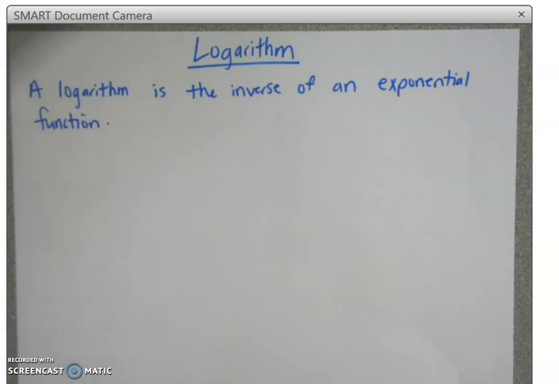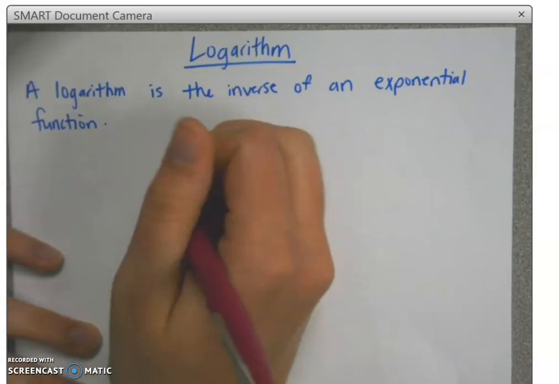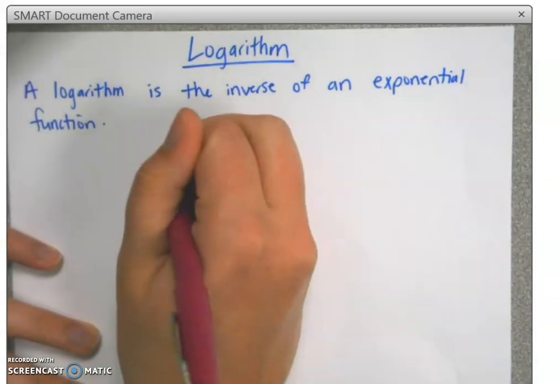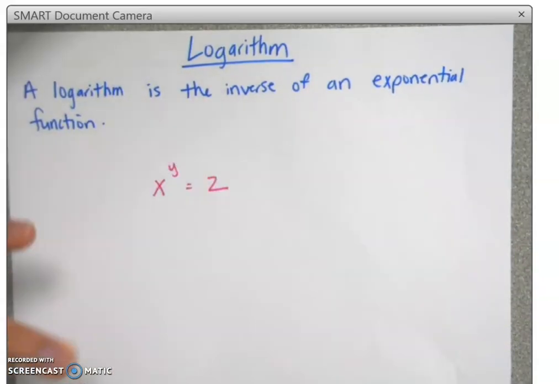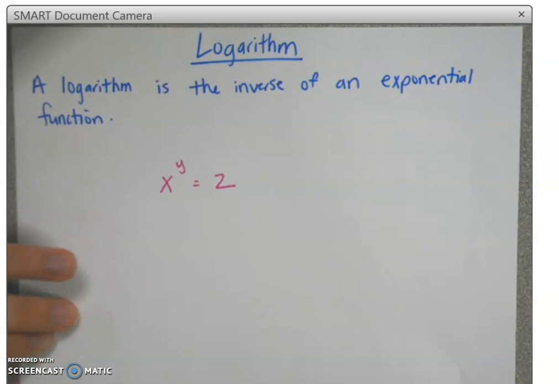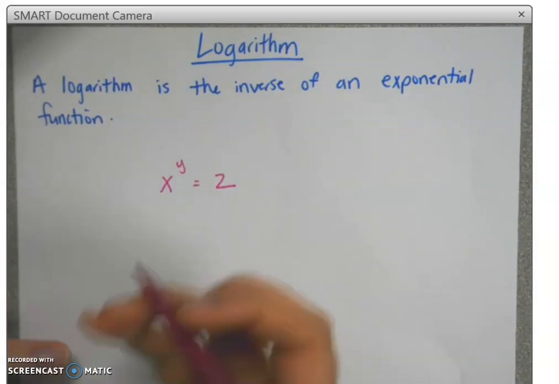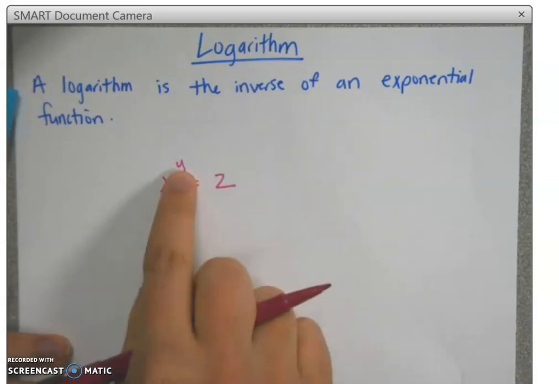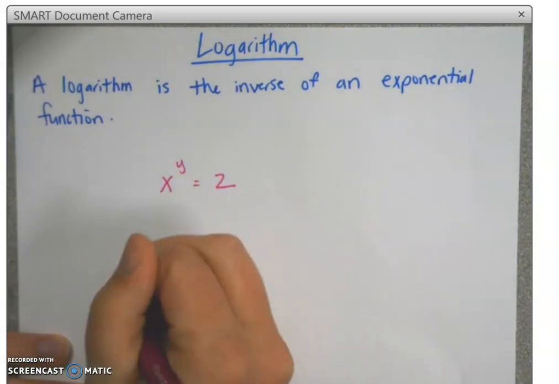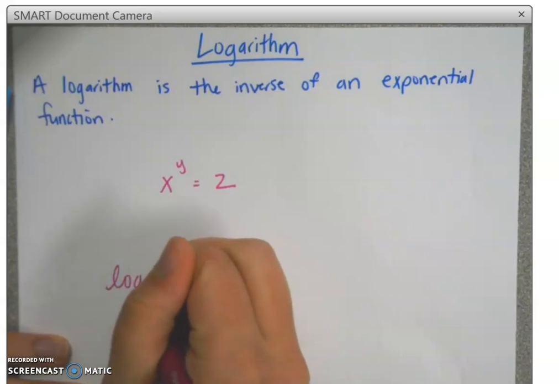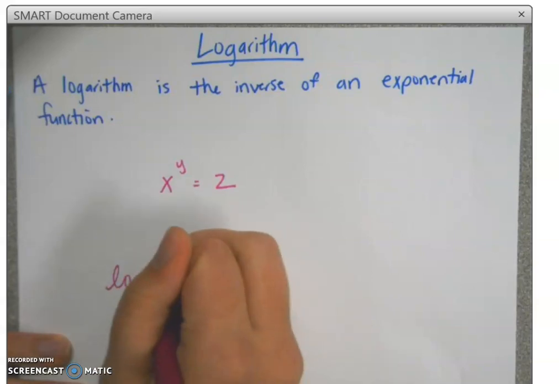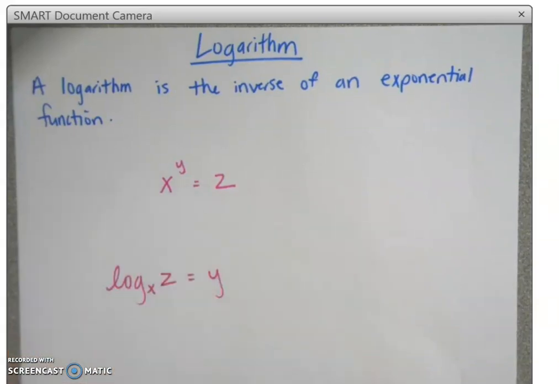So I want to show you. Let's say we have x to the y power equals z. I'm just using x, y, and z. We'll get to numbers in a second. How you would rewrite this, so notice this is an exponent. It has an exponent of y. You would rewrite it as log base x of z equals y.